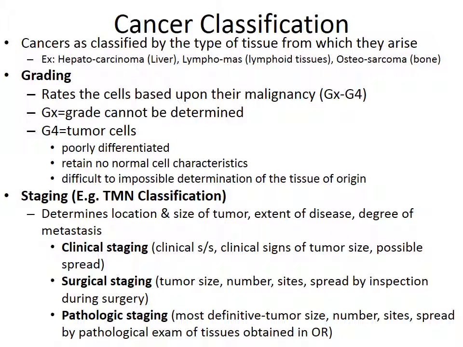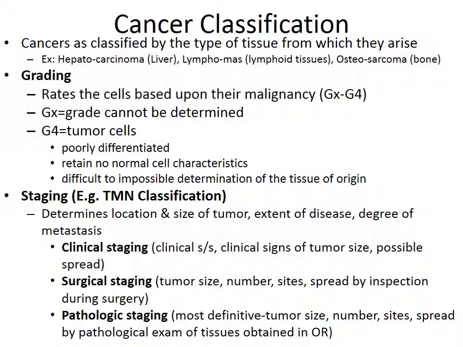Grading rates the cells based upon their malignancy, and grading is done from GX to G4. GX means grade cannot be determined, and G4 is definitely tumor cells that are poorly differentiated, retain no normal cell characteristics, and make it difficult or almost impossible to determine the tissue of origin.